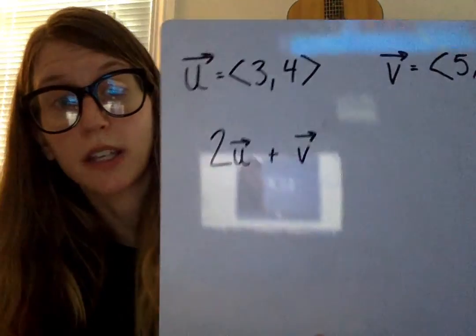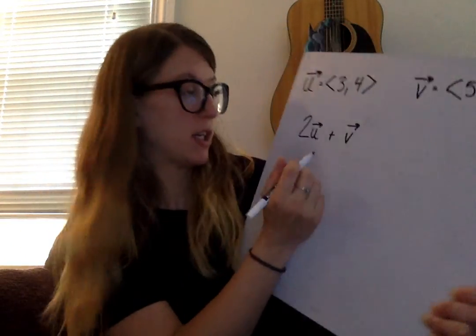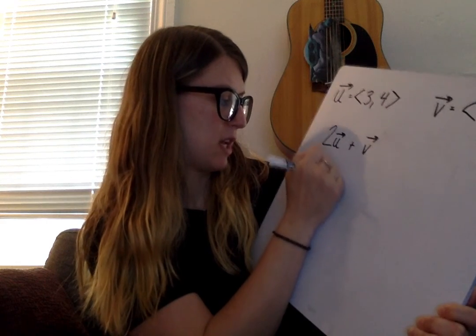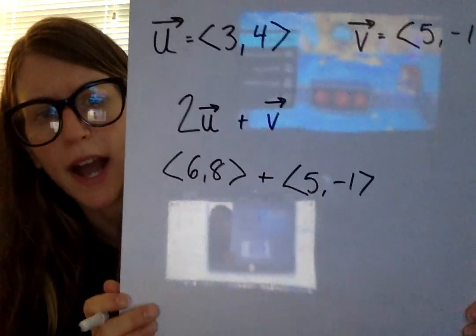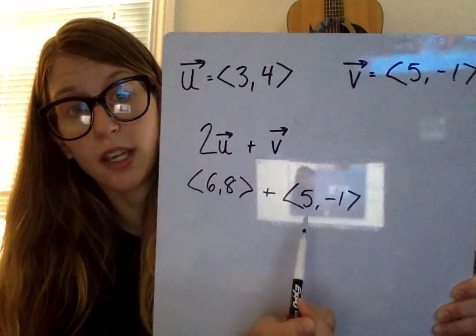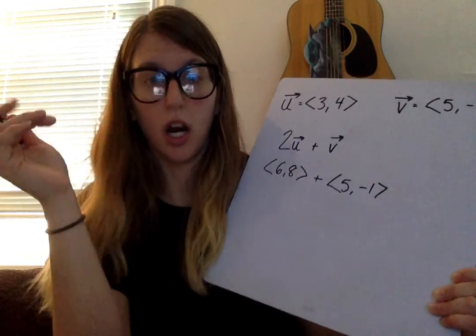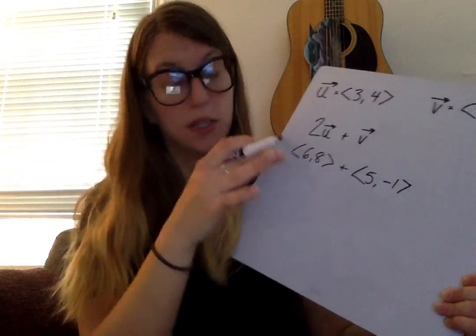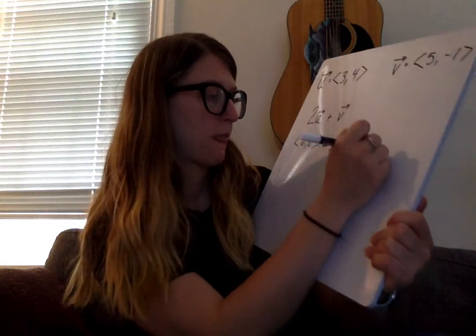Because you do have questions like this. So the first thing I'm going to do is take this and multiply it by 2. That's going to give me 6, 8. And then I'm just rewriting what I have for v. So this is the 2u, this is the v, and then to get my resultant, that's what we're going to call it. When we add or subtract two vectors or multiply, we call that the resultant.